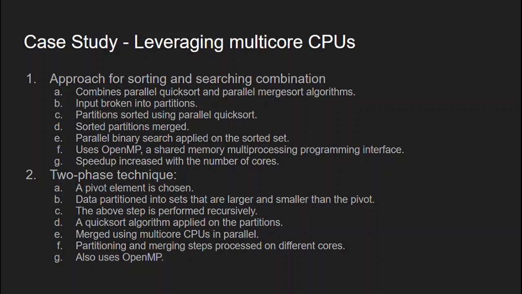Second, we have a two-phase technique where it starts by choosing a pivot element at random. The data is partitioned into sets that are larger and sets that are smaller than the pivot element. This step is performed recursively and a quicksort technique is applied to the partitions. Finally, the partitions are merged in parallel using the multi-core CPUs. It must be noted that the partitioning and merging steps are strictly performed on separate cores. Like the combination technique we just discussed above, this technique too uses OpenMP for effective parallel processing.